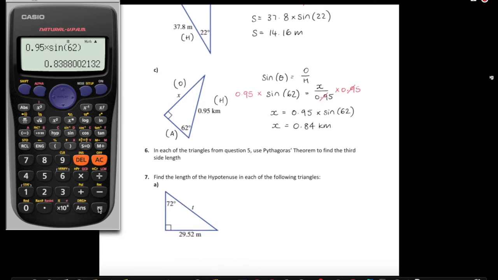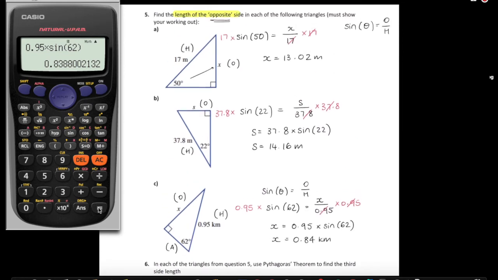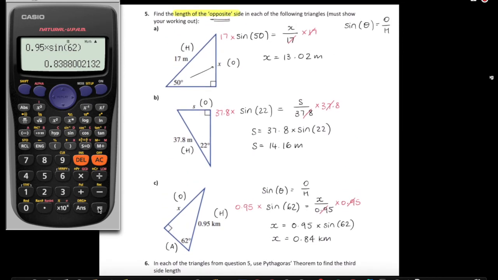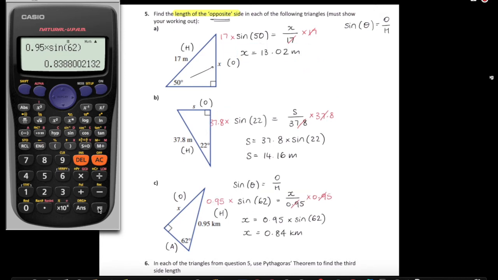Question 6. We're asked, in each of the triangles from question 5, to use Pythagoras' theorem to find the third length. Now I haven't left myself enough space on this one, so I might just condense the working out so I've got a bit more space. So I'm going to use pink for this one.